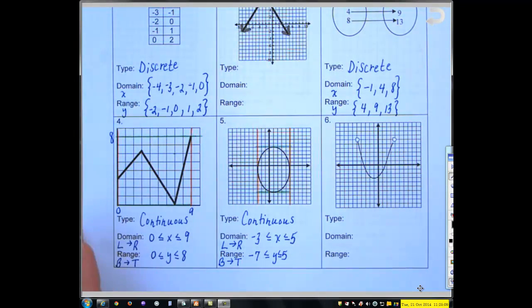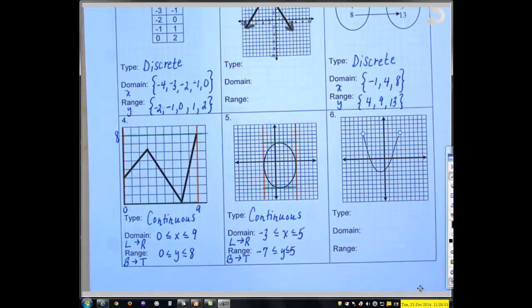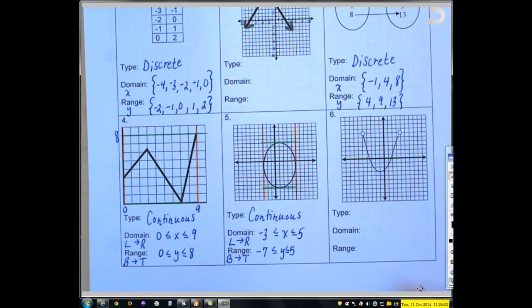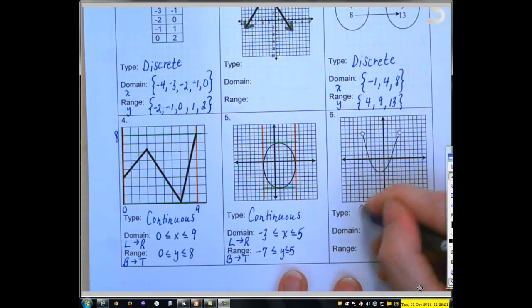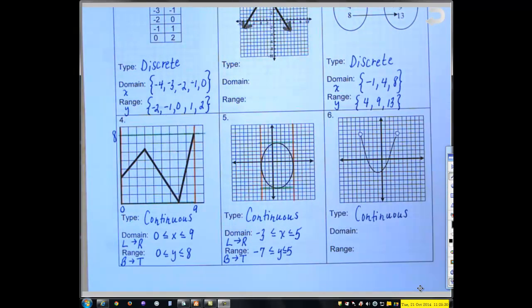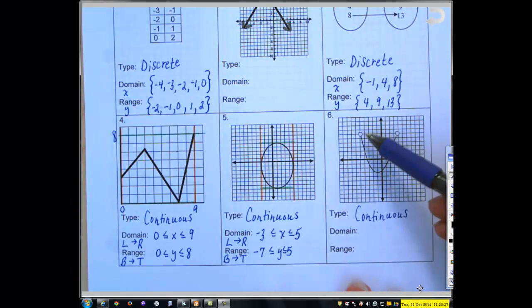All right, moving on to example 6. First, let's identify what type of function this is. We notice that between these 2 points here, the function is unbroken. It is a continuous line, so this would be a continuous function. And now we want to identify the domain and the range. Now notice that both of these dots are open.